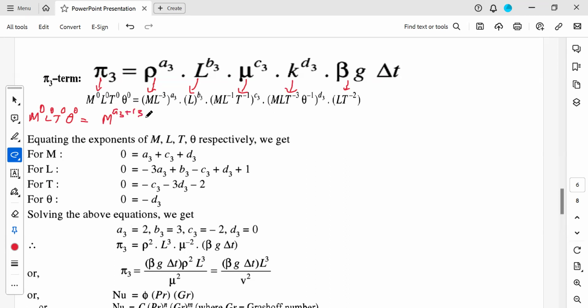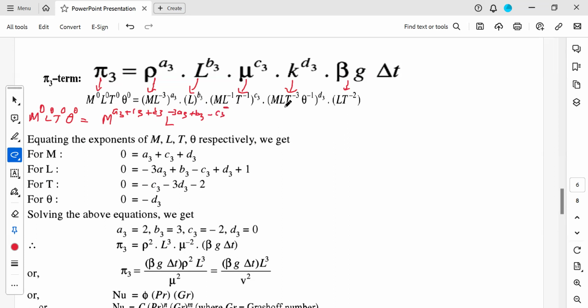From the fourth term you will get d3. That's all. You don't have it in other terms. Next one is the l terms now. First term you will get minus 3a3. Second term you will get b3. Third term you will get c3 minus c3.